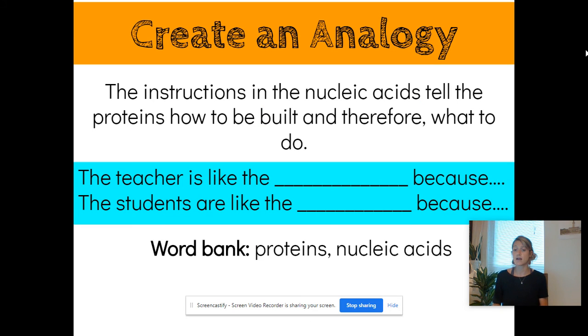So I really like this analogy. So think about it. I'm a teacher, you're the students. I'm the teacher, so I'm just like the nucleic acids where I store all the information, I have all the instructions, which I give to you, my students. As students, you're like the proteins. You do all of the work. You write everything down, you study, study, study.